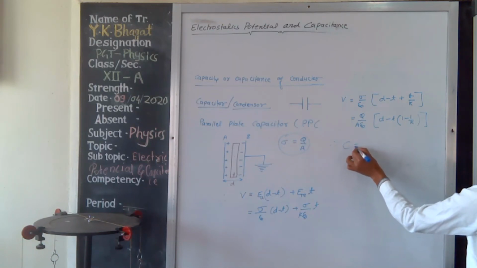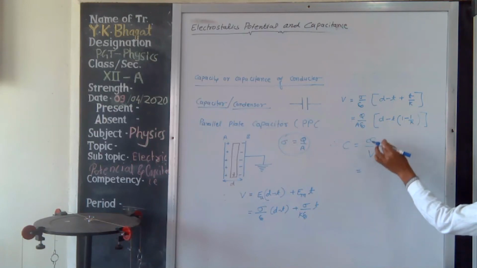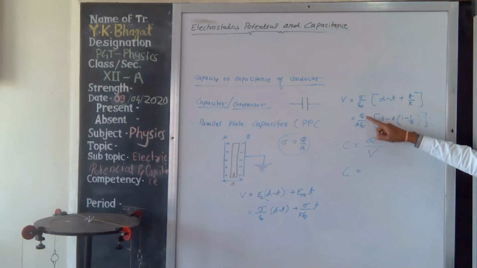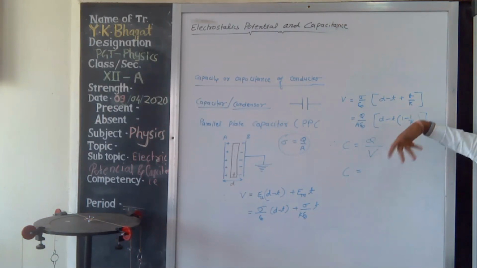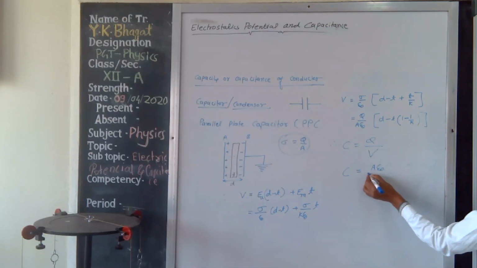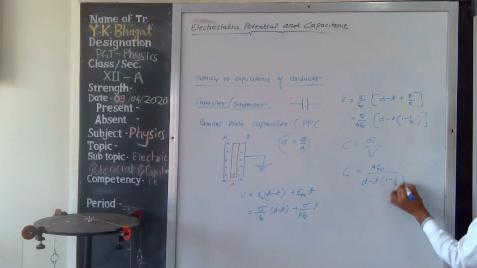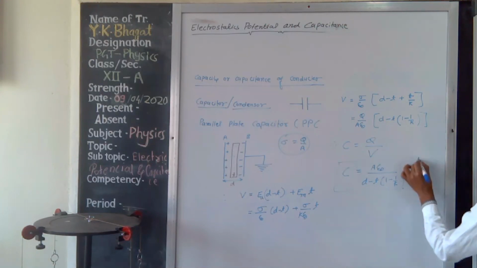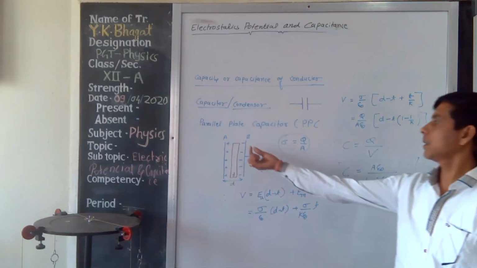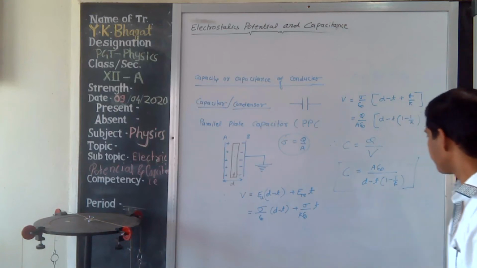Therefore, the formula of capacity is C equal to Q by V. By putting the value of V from here, we get C equal to Q by V, Q cancels, and this term comes on the numerator side. Then it becomes A epsilon naught upon D minus T, 1 minus 1 by K. It is the important expression for the capacity of a capacitor with partially filled dielectric media between the plates.